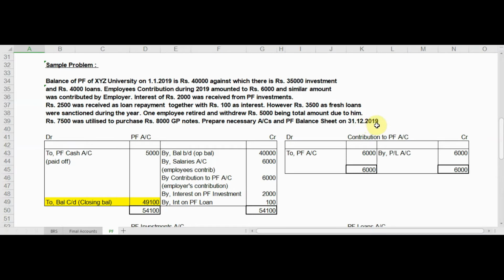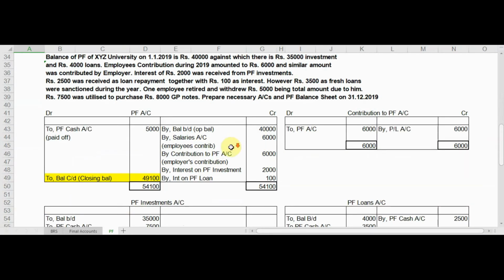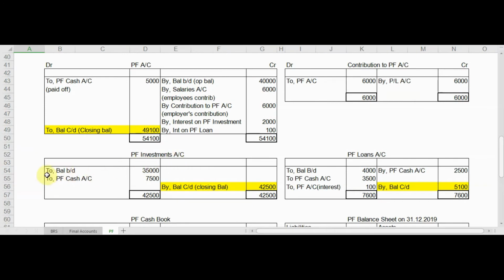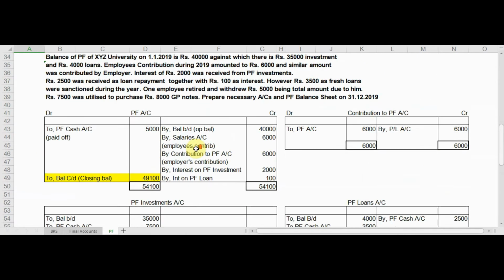31/12/2019. So here it is given that balance of PF of XYZ University on 1/1/2019 is rupees 40,000. So opening balance, by balance brought down, opening balance is 40,000. PF account has a credit balance because it is a liability. Against which there is 35,000 investment. So in PF investments account, opening balance is to balance brought down 35,000.